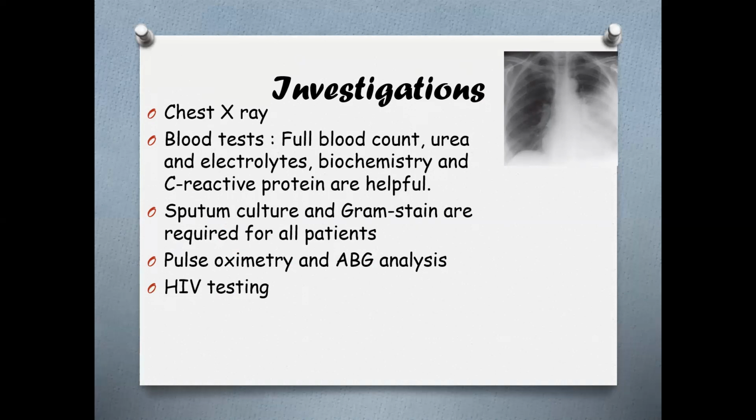And the blood tests: we do full blood count, urea and electrolytes, biochemistry, and C-reactive protein, which are often helpful. In streptococcus pneumonia, white cell count is usually above 15 times 10 to the power 9 per liter, of which 90% are neutrophils. Inflammatory markers are significantly elevated: ESR is above 100 millimeters per hour, and CRP above 100 milligrams per liter.